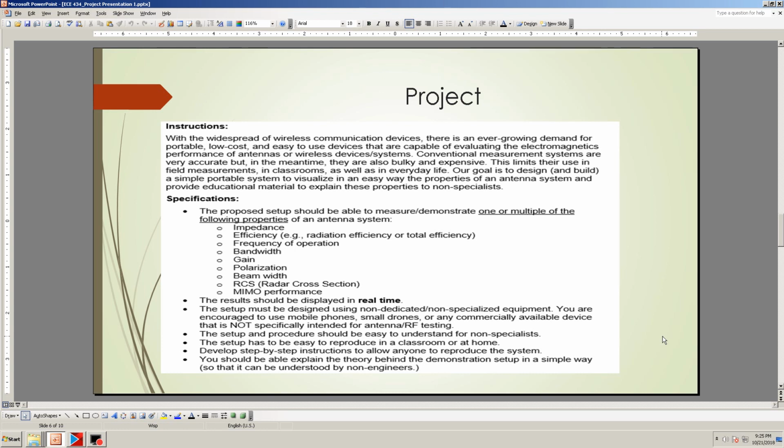Now, for my presentation and my project, I've decided to do two of the following properties. I'd like to focus more on the antenna gain and also the beam width. Those are the topics that I want to demonstrate in this project. There might be others that could change or that I could add, but it really depends on the research that I'm able to find.